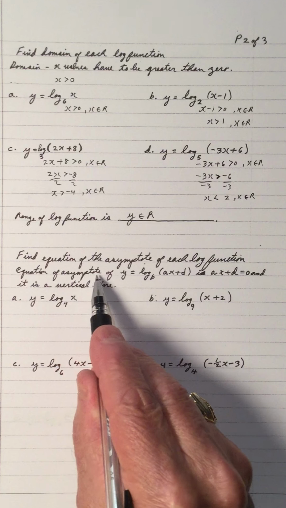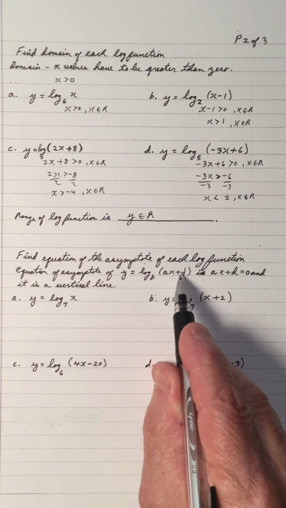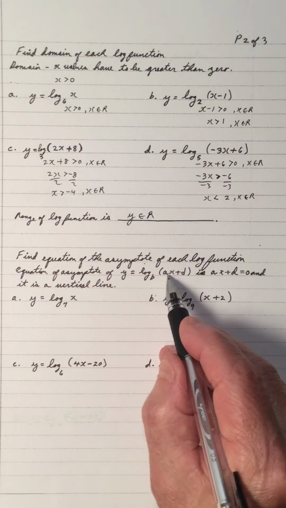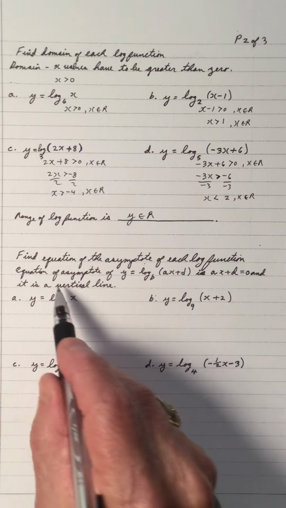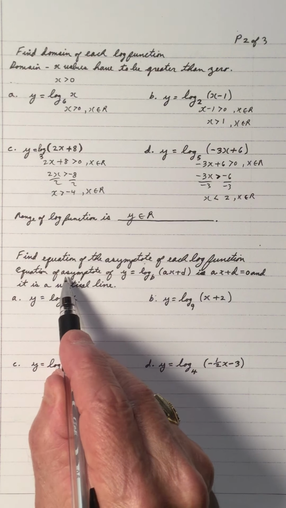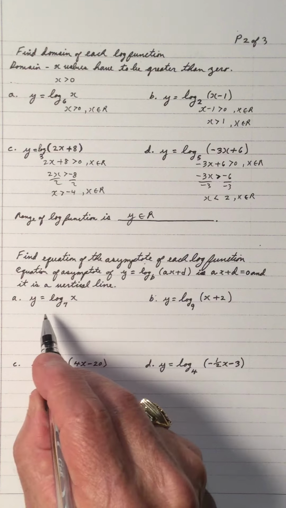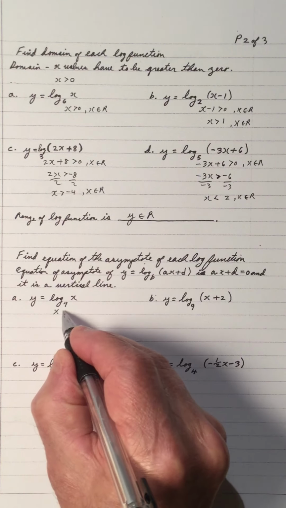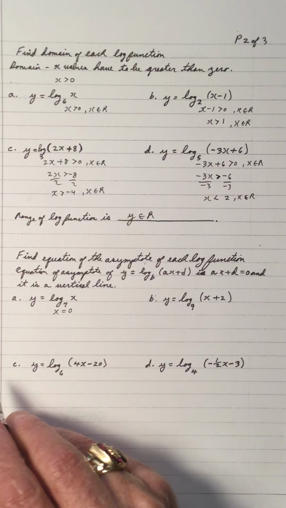Find the equation of the asymptote for each log function. The equation of an asymptote of y equals the log of ax plus d to the b is when you let ax plus d equal 0. And for a log function, the asymptote is a vertical line. So we let x equals 0. So the equation of the asymptote is x equals 0.